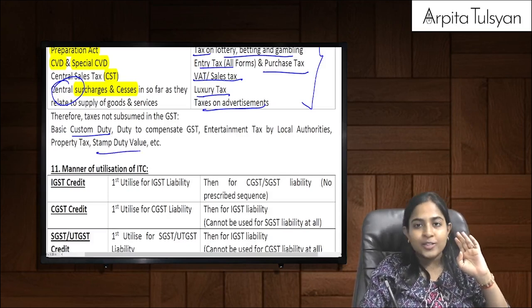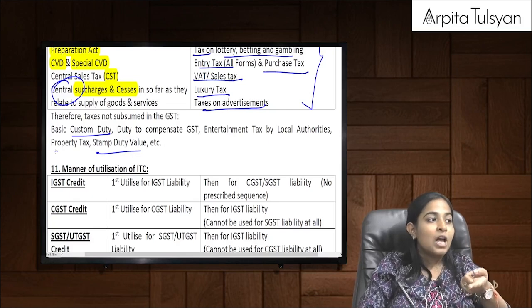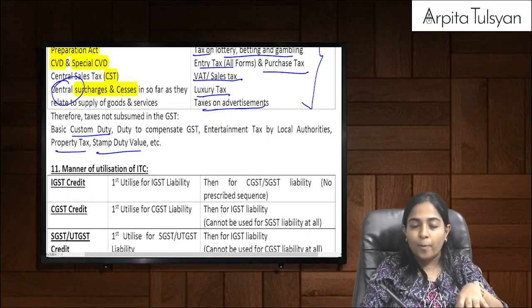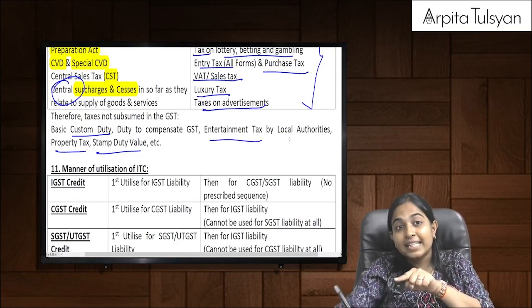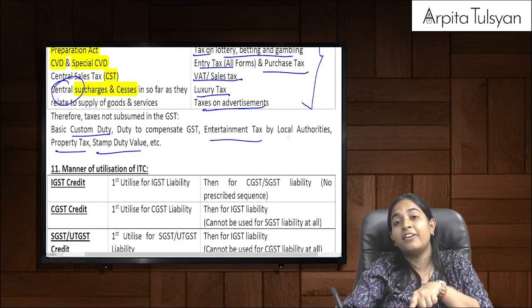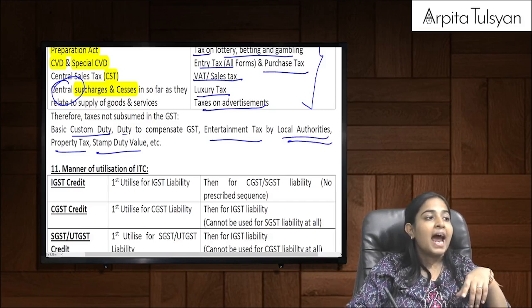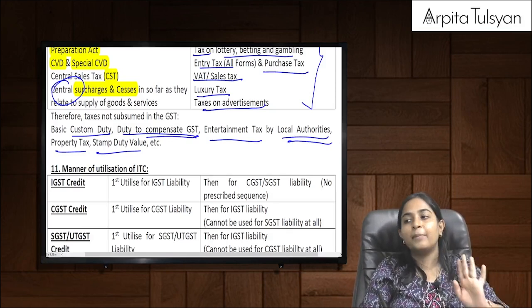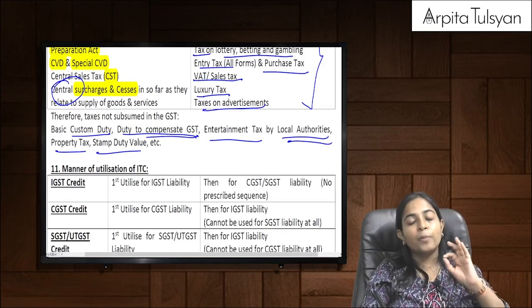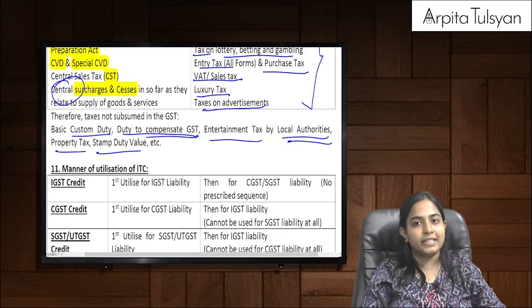Stamp duty, when you purchase the property, GST is not there, but stamp duty is there. Property tax that you pay on the property, that is still there. Entertainment tax, the one levied by the state government is gone, but the one levied by the local authorities, the municipal corporation, is still there. And duty to compensate GST, remember compensation cess, that is still there because we are still going to pay it to the states because they have suffered some losses due to implementation of GST.